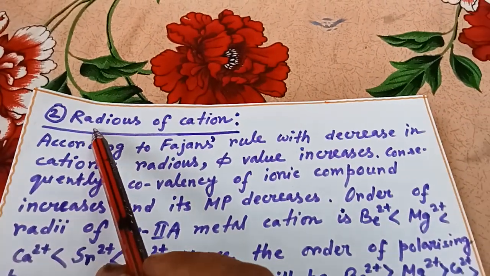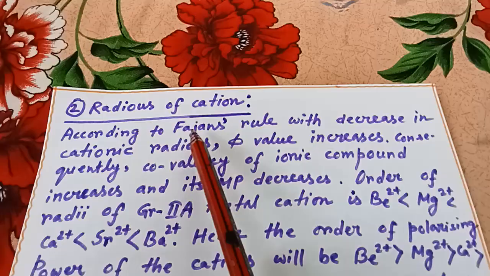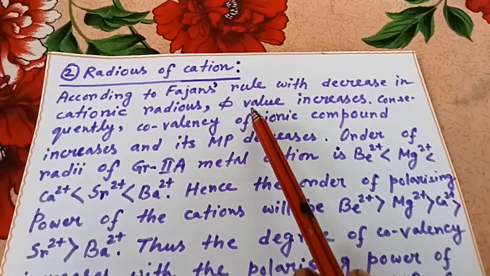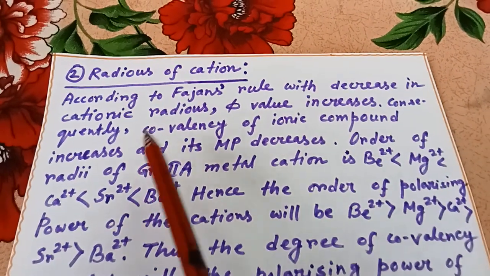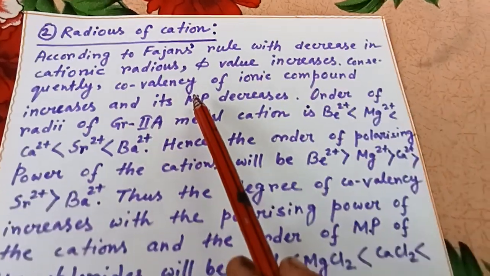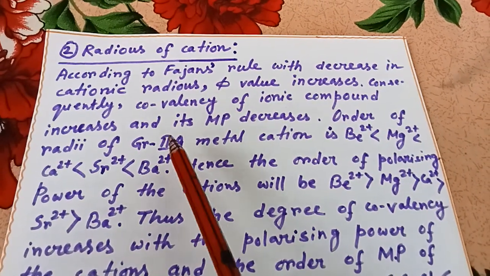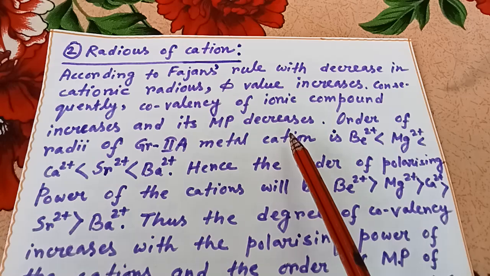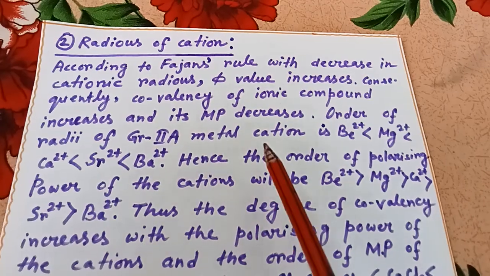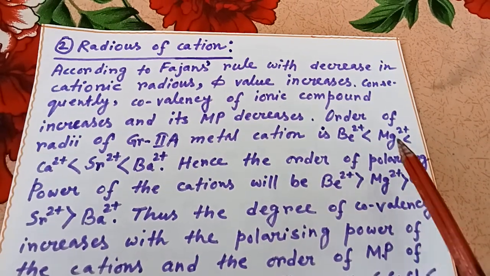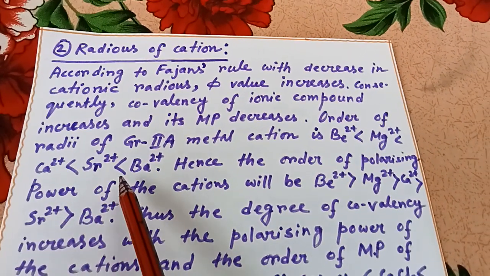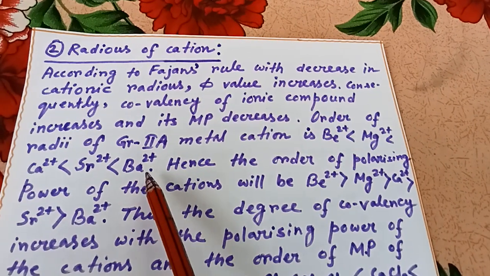Now we consider second factor, radius of cation. According to Fajans rule, with decrease in cationic radius, phi value increases. Consequently, covalency of ionic compound increases and its melting point decreases. Order of radii of group 2A metal cations is beryllium 2+ less than magnesium 2+ less than calcium 2+ less than strontium 2+ less than barium 2+.